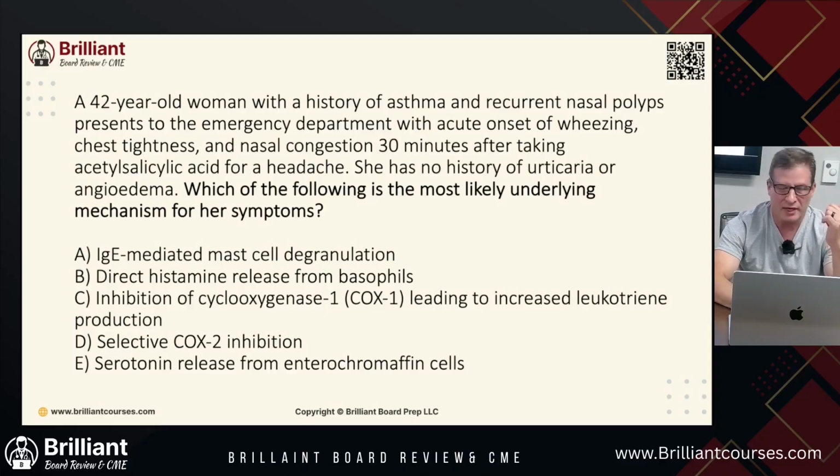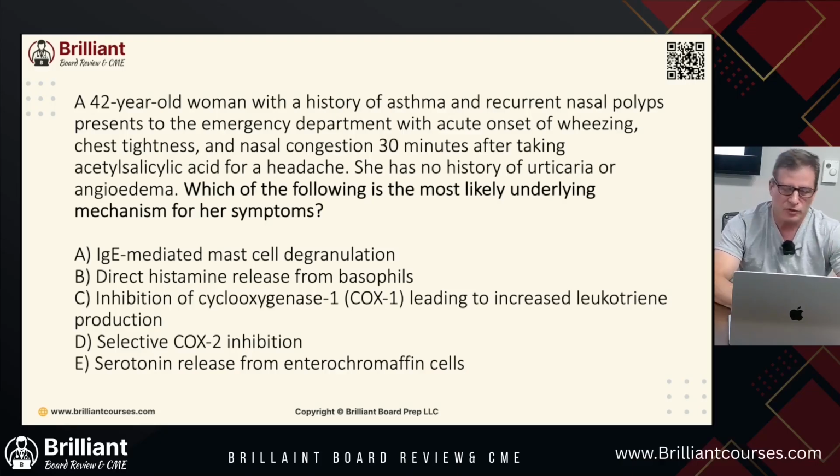So she has a history of asthma and recurrent nasal polyps, but she's getting wheezing. So is she having an asthma exacerbation? She's having chest tightness and nasal congestion. Usually nasal congestion is something most people wouldn't say they had as an asthma exacerbation.